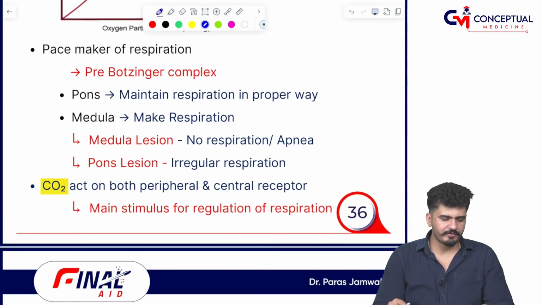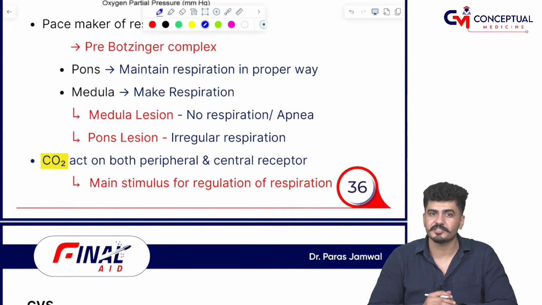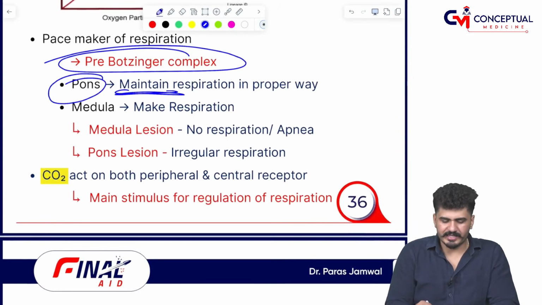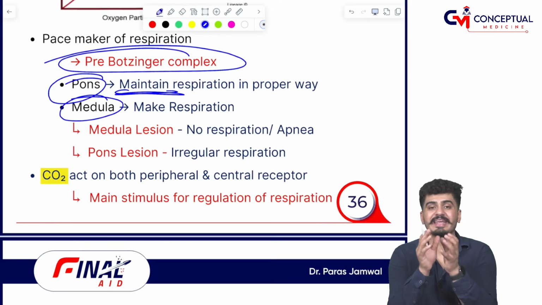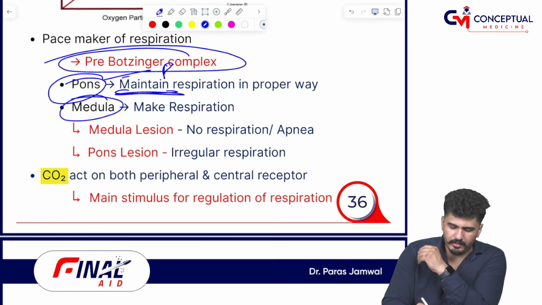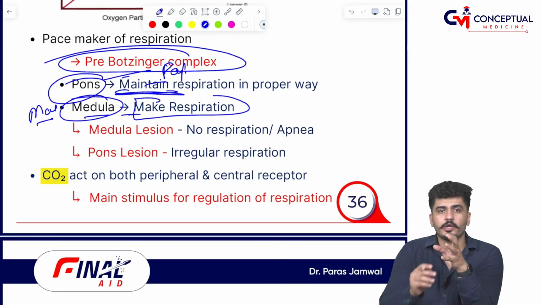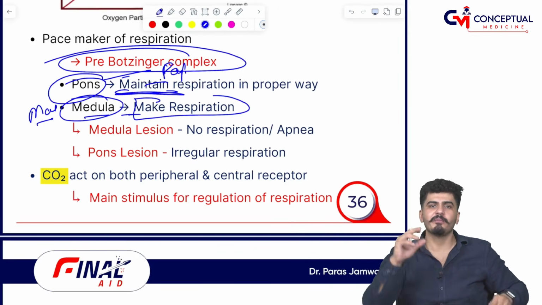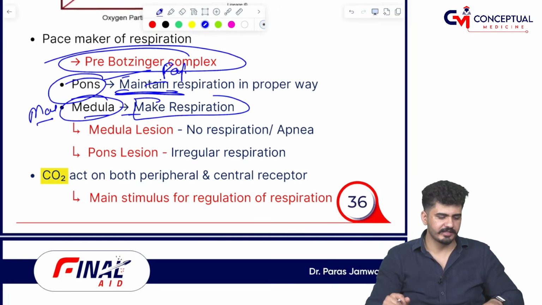Now pacemaker of respiration. Who is the pacemaker of respiration? This is the pre-Botzinger complex. Now pons is maintaining the respiration and medulla is making it. Pons is like a papa: papa maintains, mama makes. Medulla is like a mama, mama makes respiration. So if there is a lesion on medulla, then no respiration. If there is a lesion on pons, the papa one, then irregular respiration, because pons is maintaining the respiration.